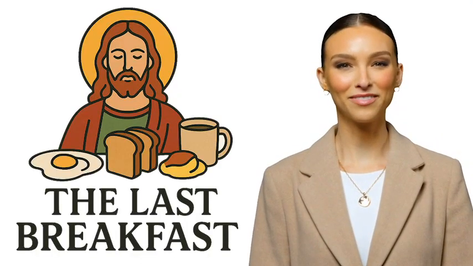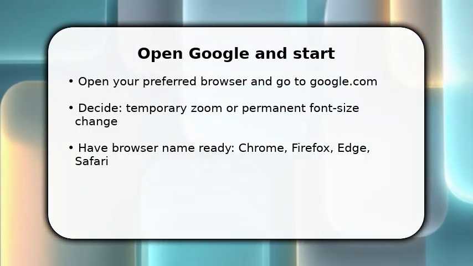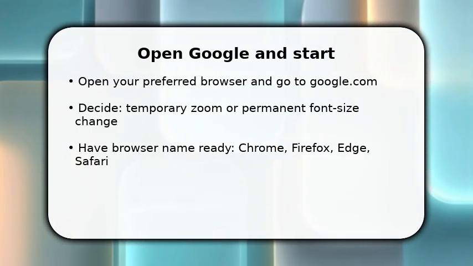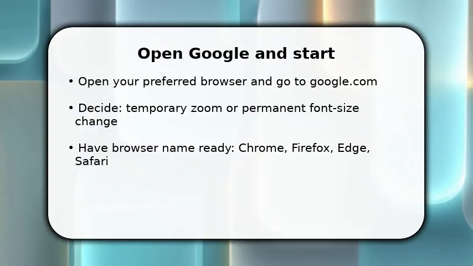Please enjoy the video. You're on Google now. Start by choosing whether you want a quick zoom or a permanent font size change. Once decided, open the browser menu, 3 dots or hamburger icon, and navigate to Settings.